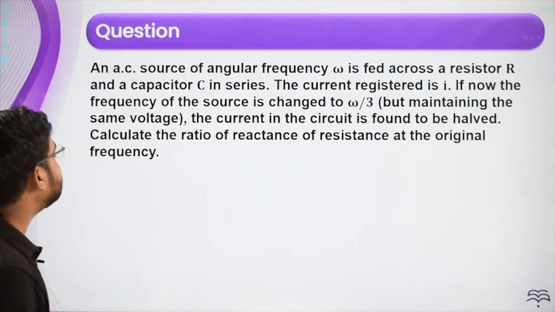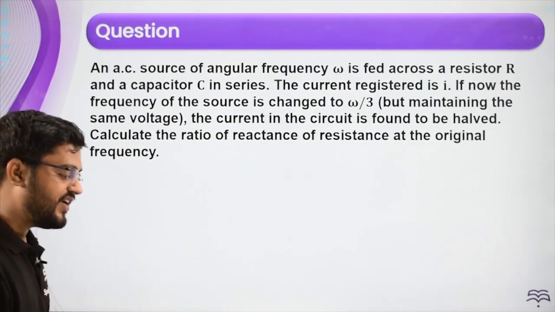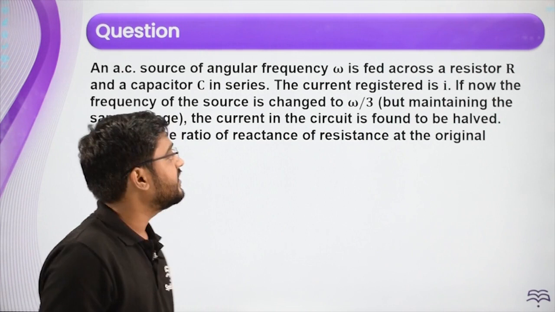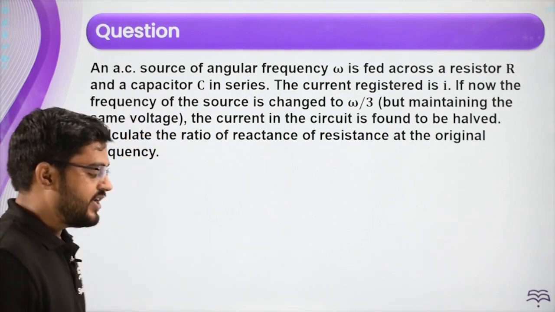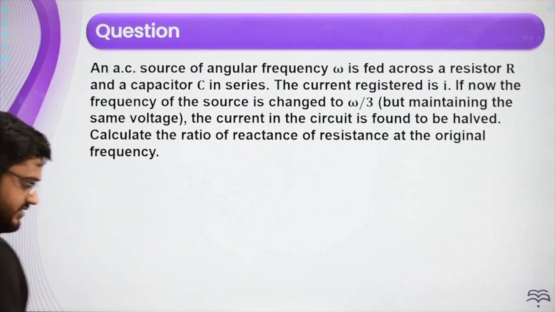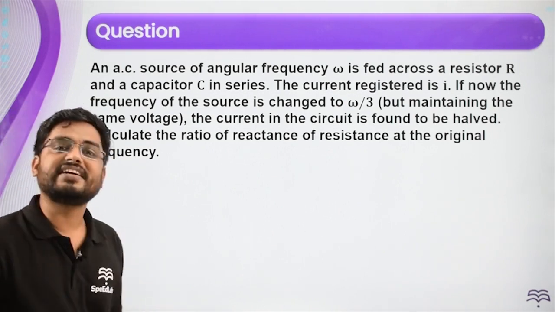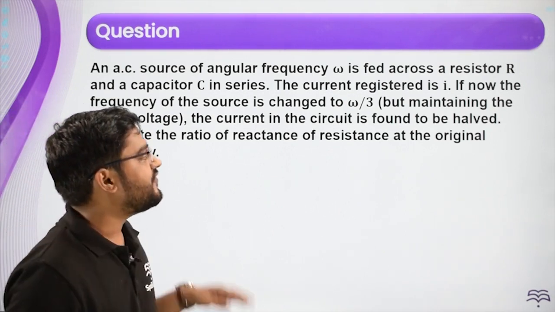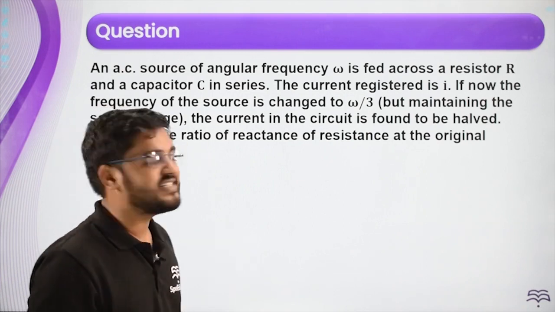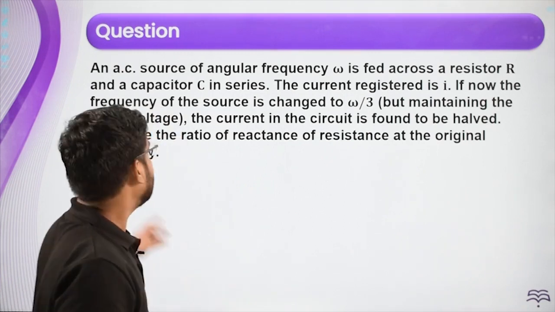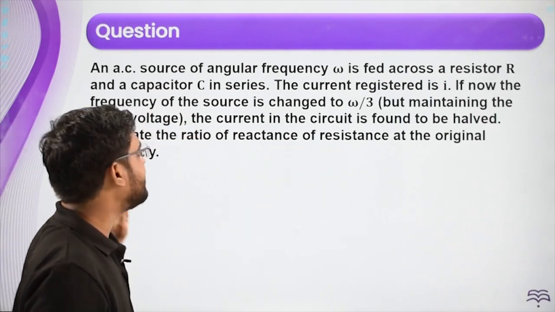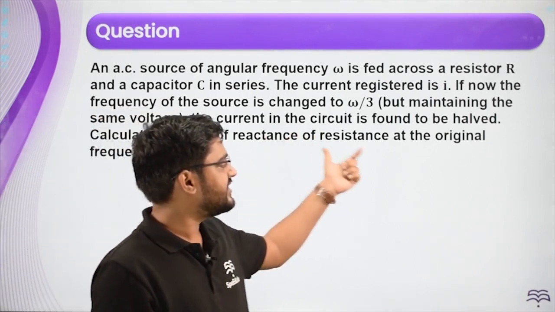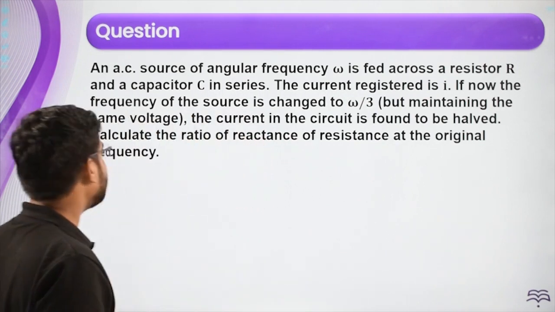Now this question says an AC source of angular frequency omega is fed across a resistor R and a capacitor C in series. The current is I. So initially the current is I. Now they are saying if the frequency of the source is changed to omega by 3, the current in the circuit is found to be halved. Calculate the ratio of reactance to the resistance at the original frequency.